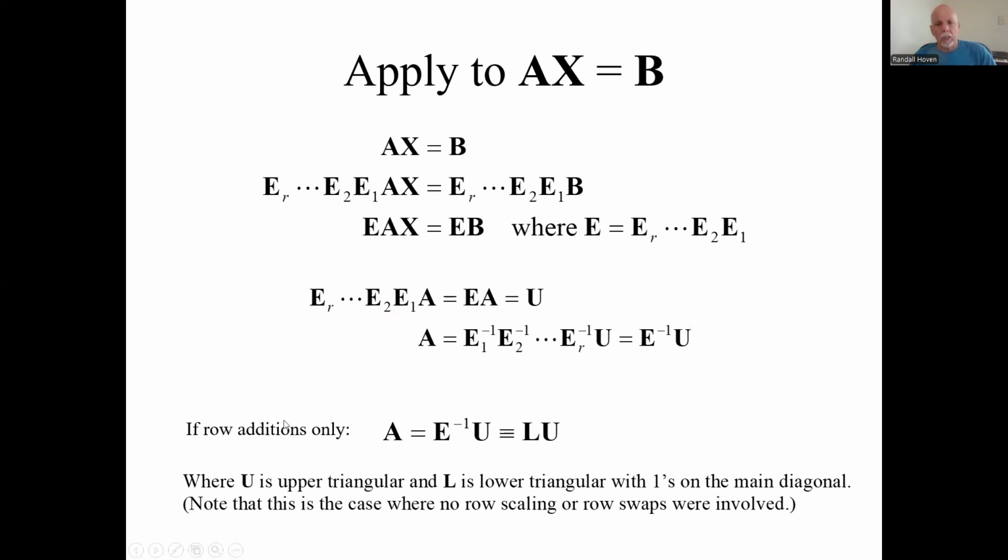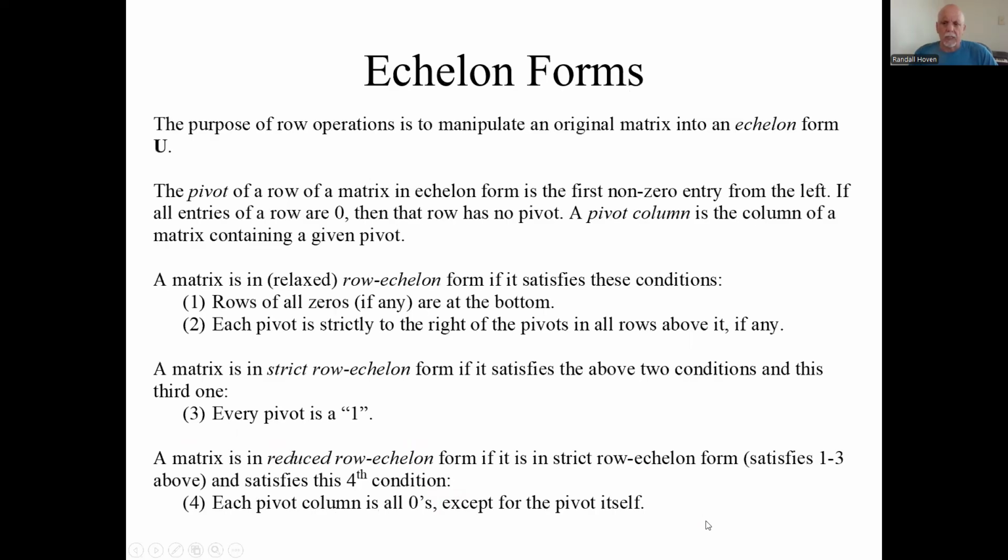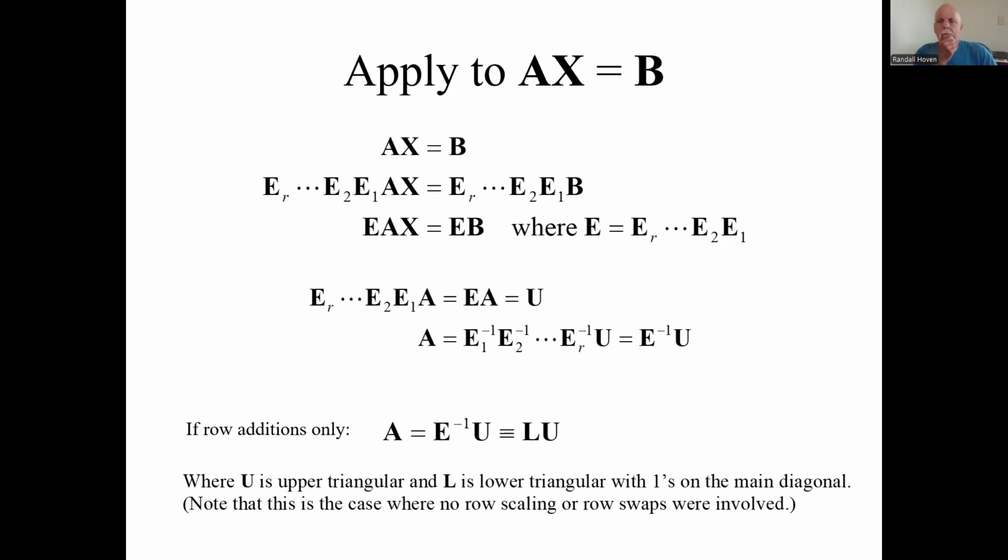Anyway, one fact about that, if the only row operation you do is that row addition thing, the A could be broken up into a lower triangular matrix times an upper triangular matrix where all the diagonals of L are ones. In fact, it might come in handy later, I'm not sure. Anyway, we'll continue along this line of thinking in other videos.